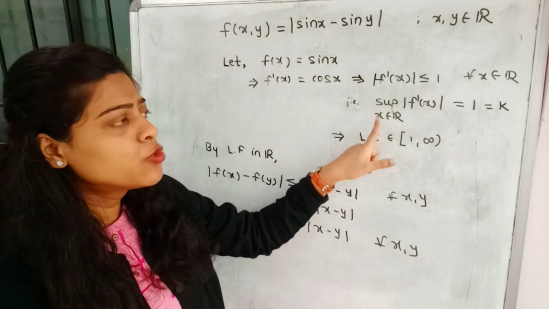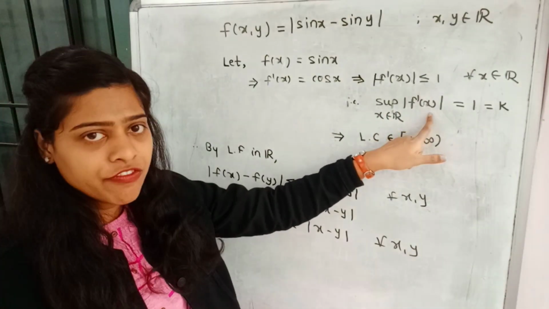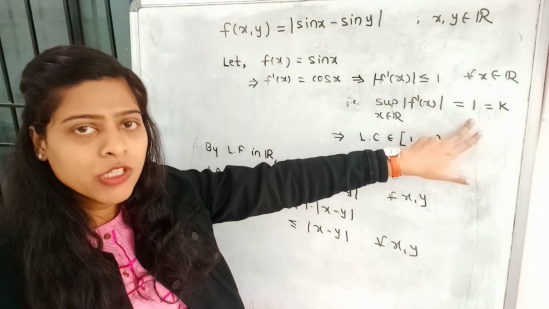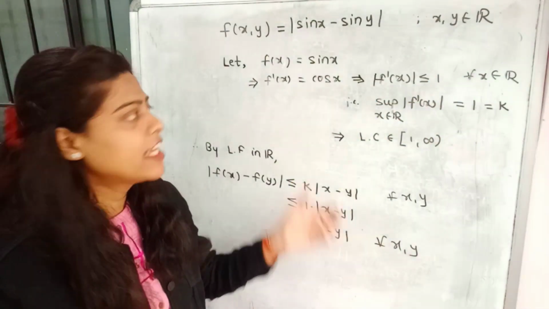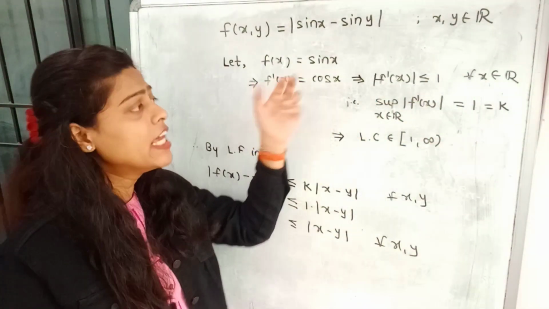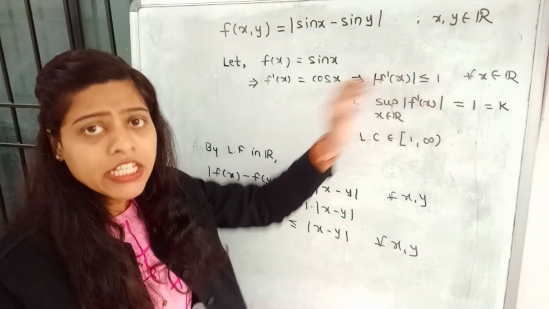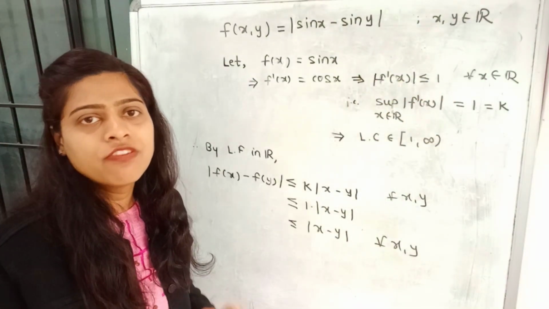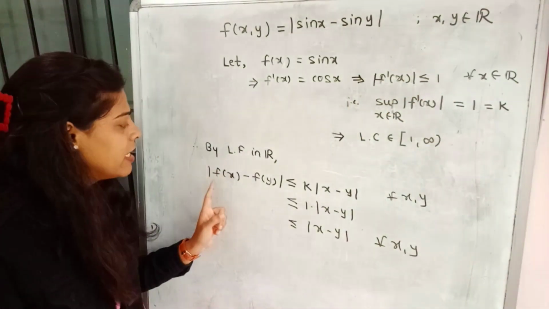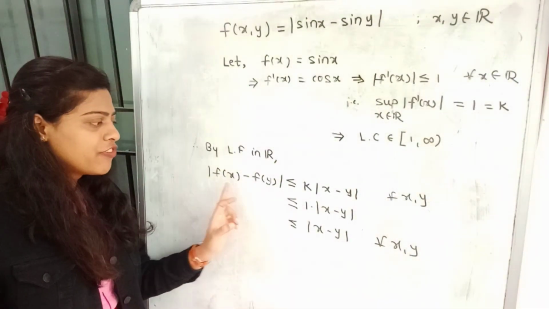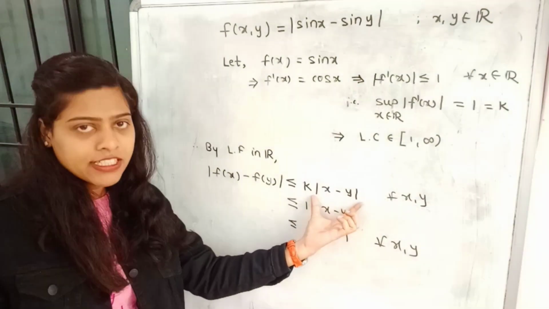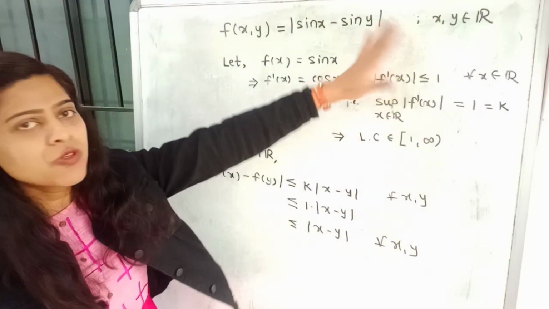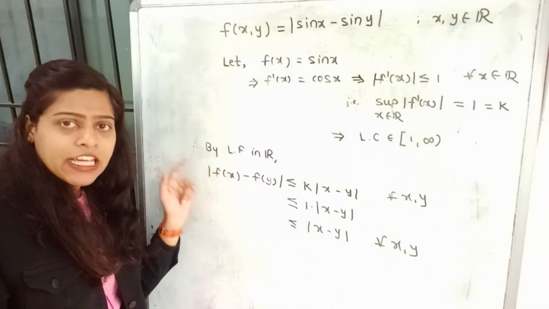When we take its supremum, the supremum of modulus f dash of x is equal to 1, and we denote it as k. Up to this we can say f of x is a differentiable function and its derivative is also bounded. Therefore we use the definition of Lipschitz function, that is, modulus of f of x minus f of y is less than or equal to k times modulus of x minus y for all x y belongs to real numbers. This is our Lipschitz definition.